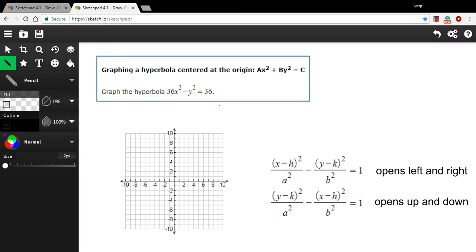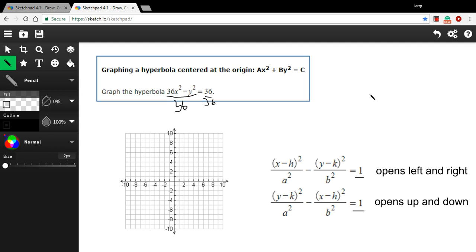In this problem, we're being asked to graph a hyperbola, and it's not given to us in standard form. So we have to do a little bit of work first to put this in standard form. The thing I notice right off the bat is that it is set equal to 36, and in standard form, it has to be set equal to 1. So the first thing we need to do is divide everything, both sides, by 36.